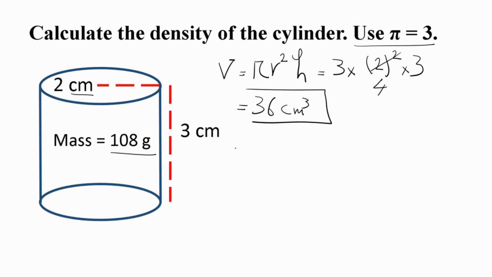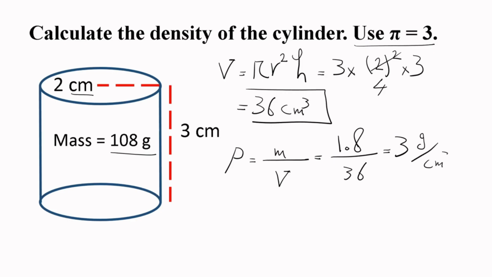Now I can write the formula for calculating density. Rho is equal to m over v. Do I have M? Yes, it is 108. And do I have volume? Yes, it is 36. So the answer is gonna be 3. And because I have mass based on gram and volume based on cubic centimeter, the answer is gonna be gram per cubic centimeter.